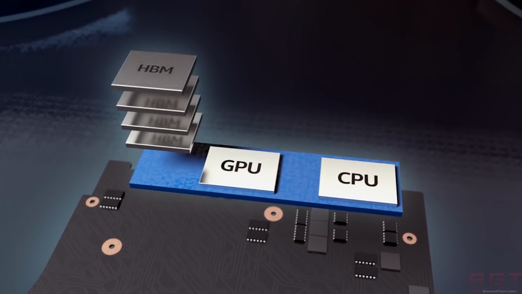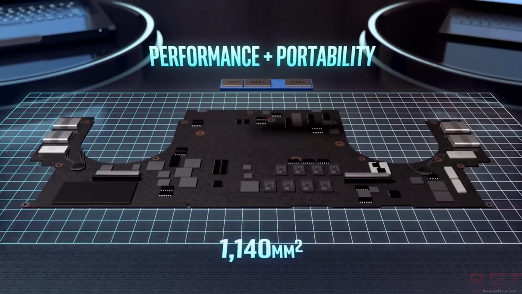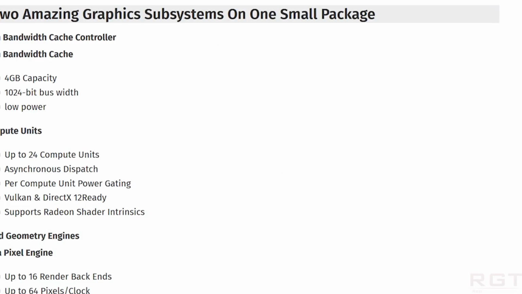One is 65 and one is 100 watts. In fact, the hardware itself is absolutely tiny. It measures at just 1.7 mm in height. In regards to the performance, we have a few numbers. It has 4 gigabytes capacity, as I've just mentioned, 1024-bit bus width, low power usage, obviously, up to 24 compute units, asynchronous dispatch, per compute unit power gating, Vulkan and DirectX 12 ready, and support for Radeon Shader Intrinsics. Wow, I really can't speak today. And of course, 16 render backends and 64 pixels per clock.